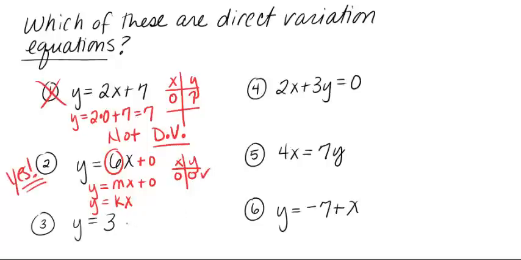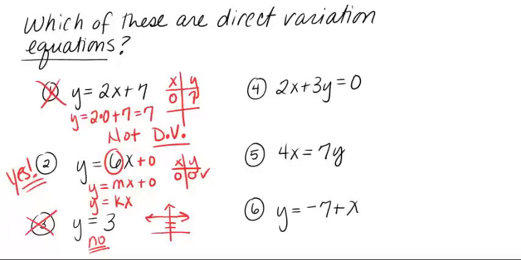If you look at number 3, this, remember, is the line y equals 3, which hits the y-axis at 1, 2, 3, so it's a horizontal line that goes through the y-axis, and it does not have the point (0, 0) on it. So just by thinking about the graph, you know this is not direct variation. So this one is no.